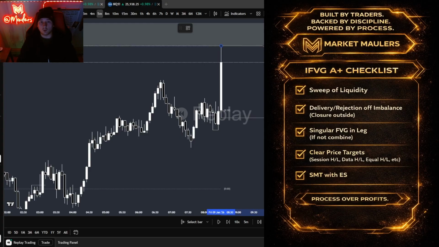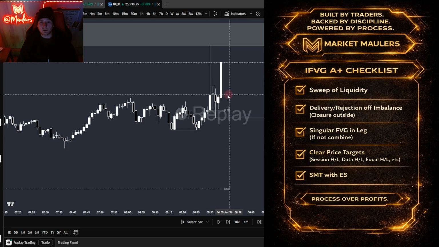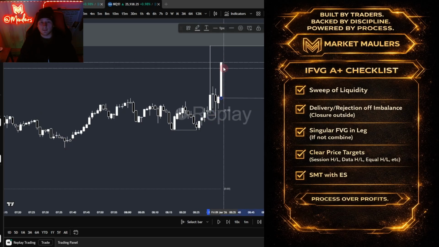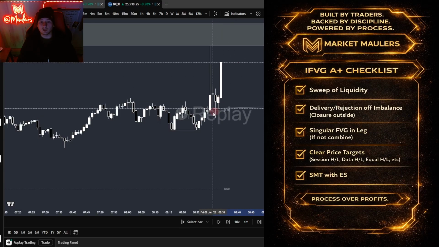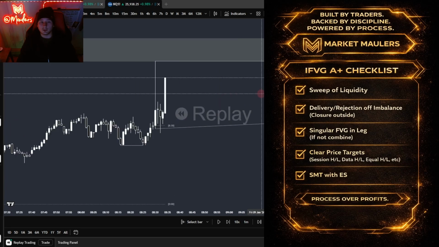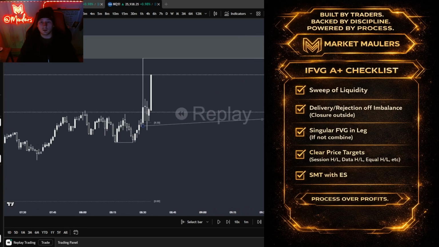You're going to want to do this on the 1-minute time frame and only the 1-minute time frame, because if you notice this 1-minute wick, I apologize, it was this wick, that is what we're looking for. So your data low to data high. So what do you notice here already, guys? We already swept data low. So what is price doing? It's going right for data high.